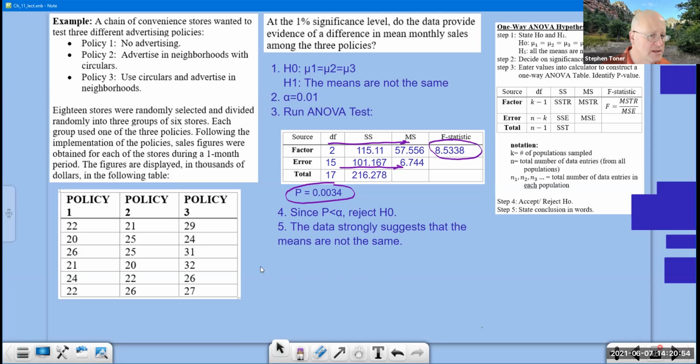And if you actually look at the data, you can kind of tell that they're not the same, because it kind of makes sense that if you're using circulars and advertising in the neighborhoods, you should be getting better results with that more advertising. Here's our 31, our 32, and our 29, and there are no numbers even that high in these first two lists. And even the 27 is higher than these other two lists, but it's not asking us which policy is best. That's kind of obvious here. We're just asking, is there a difference between the means or not?